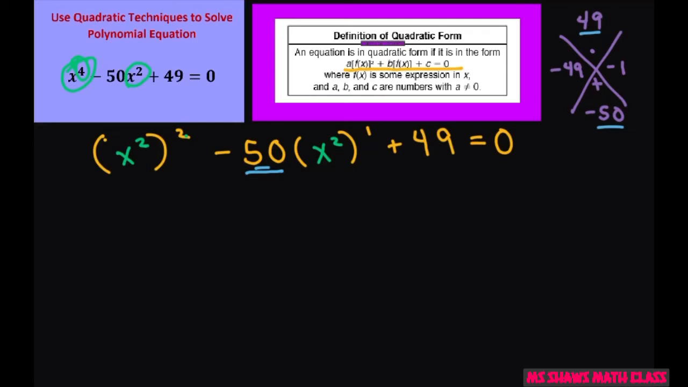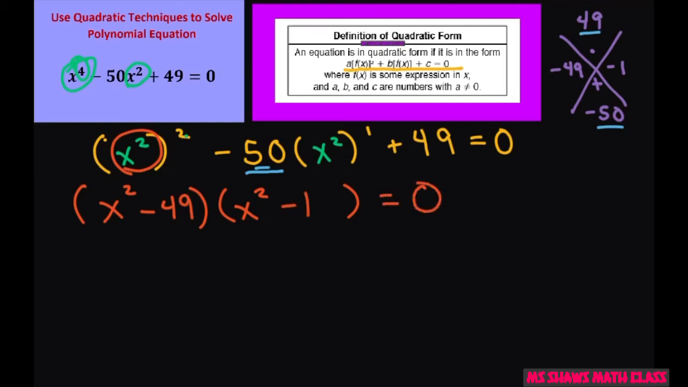Now, normally when you factor, you just put x, x, but ours isn't x here. It's x squared, so you put x squared, and then we have our minus 49, minus 1. The order doesn't matter, really. And then we solve like normal. So you can do this one or two ways. I'll do it both ways.